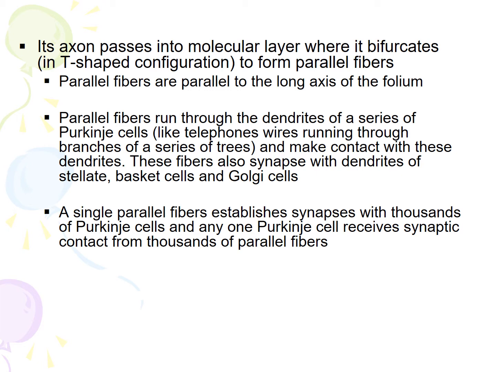The axon of the granular cell passes into the molecular layer where it bifurcates into a T-shaped configuration to form parallel fibers. Parallel fibers are parallel to the long axis of the folium, and they are also parallel to each other. Parallel fibers run through the dendrites of a series of Purkinje cells, just like telephone wires running through the branches of a series of trees. And these fibers also make contact with other neurons, such as stellate cells, basket cells, and Golgi cells.